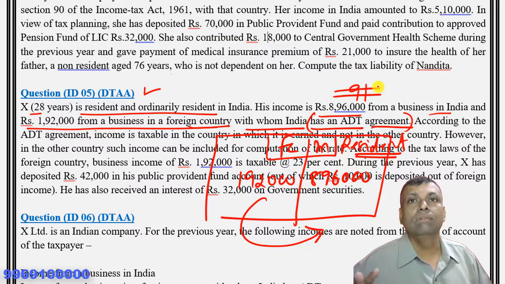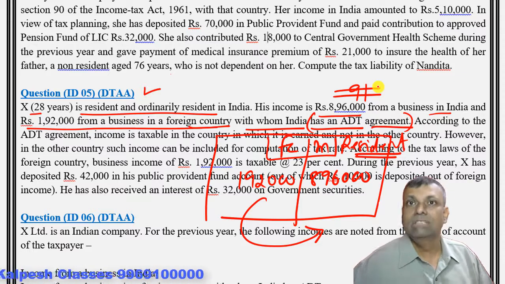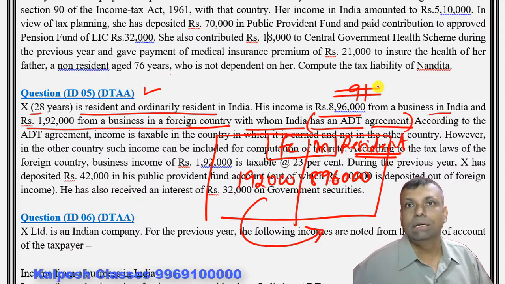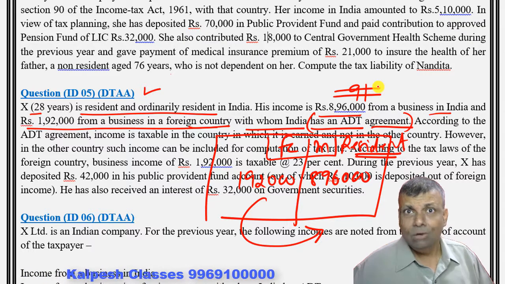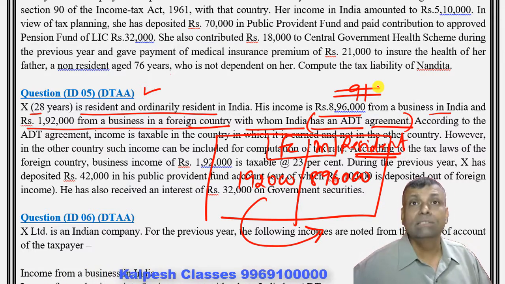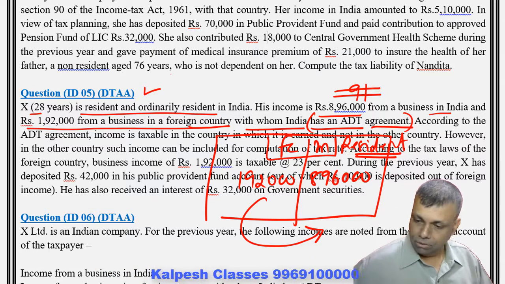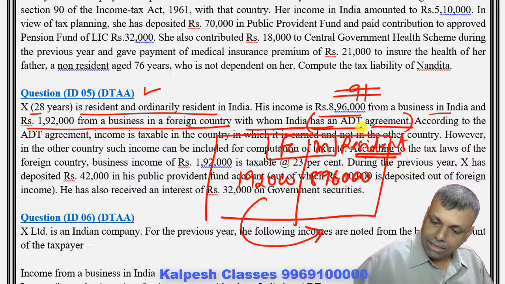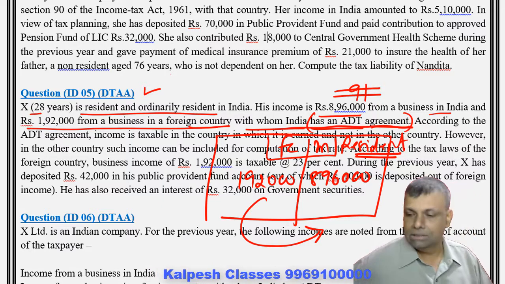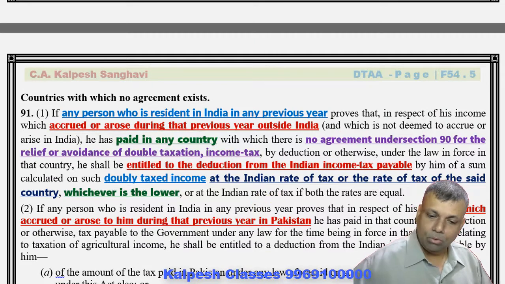And this is one of the mistakes that the majority of students make. They will just go with the Indian rate or foreign rate, whichever is lower, take the doubly taxed income, and multiply. No, you don't have to do that, because section 91 does not apply. Why does it not apply? Because India has an avoidance of double taxation agreement.